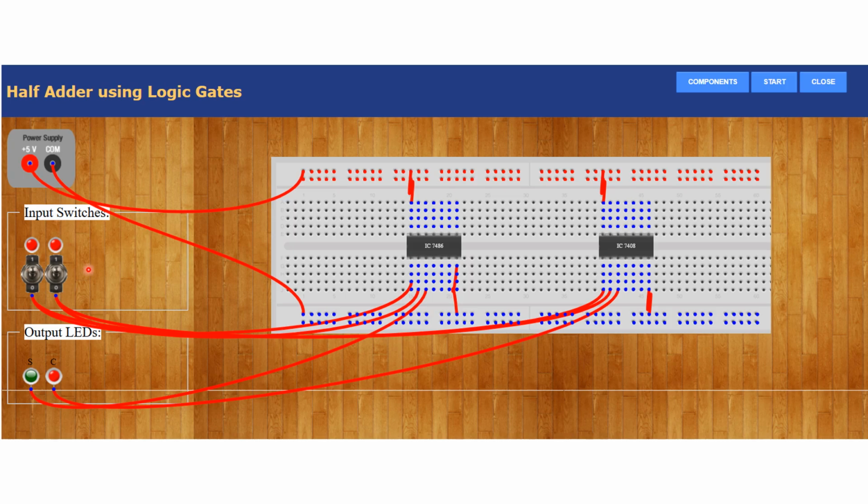Now look at the final combination when both the inputs are high. As I told you, red indicates high, right? When both the inputs are high, what is the output? Sum is 0 and carry is 1, right? So for 1, 1, sum is 0 and carry is 1, and hence the truth table of the half adder is verified.